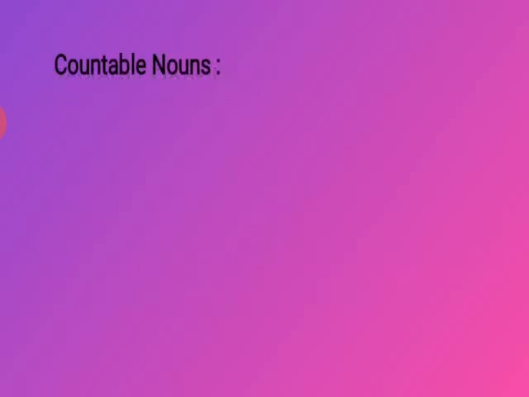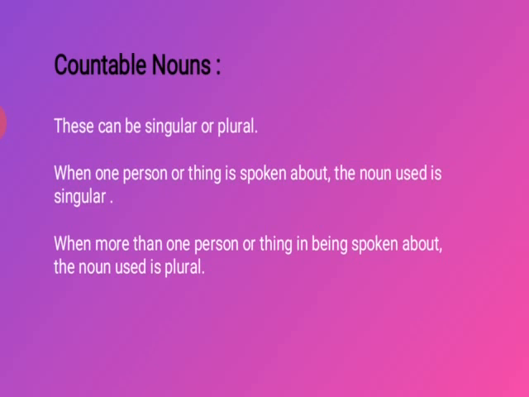As far as countable nouns are concerned, keep in mind that these can be singular or plural. When one person or thing is spoken about, the noun used is singular, and when more than one person or thing is being spoken about, the noun used is plural. So let's see in detail about noun number.